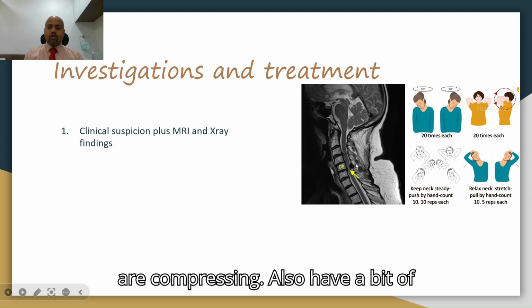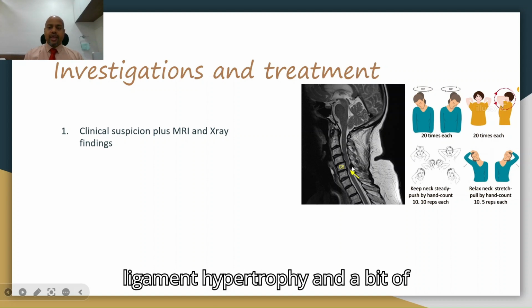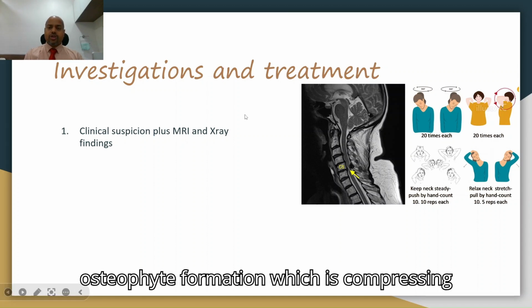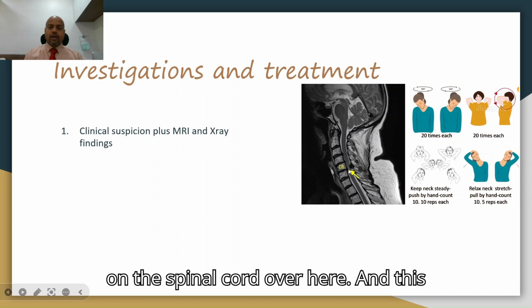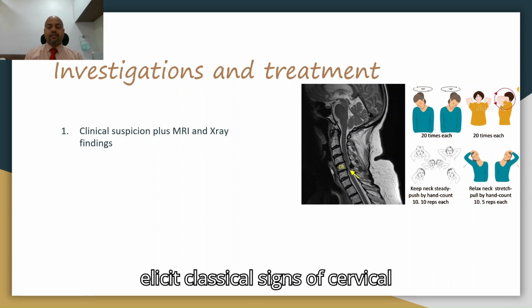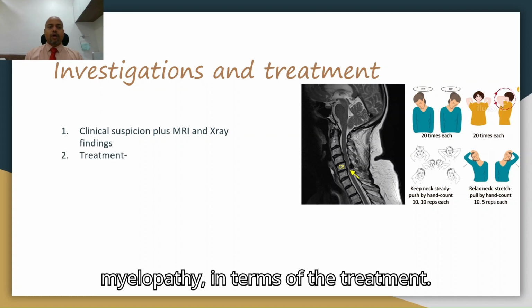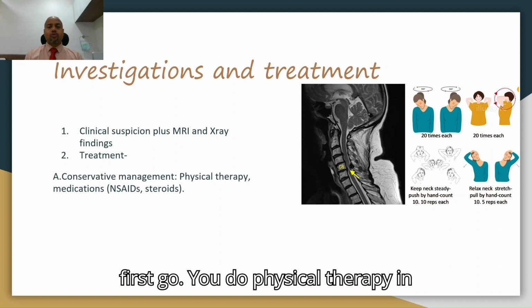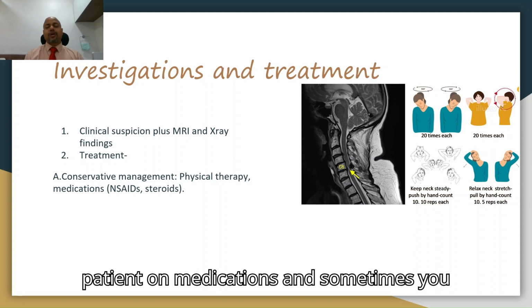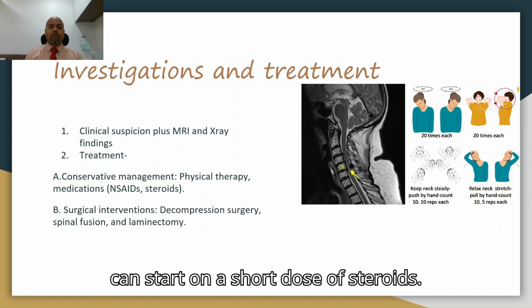compressing. You also have a bit of ligamental hypertrophy and a bit of osteophyte formation, which is compressing on the spinal cord over here, and this could elicit classical signs of cervical myelopathy. In terms of the treatment, again, conservative management is the first go. You do physical therapy in which you do exercises and you start the patient on medications, and sometimes you can start a short dose of steroids.